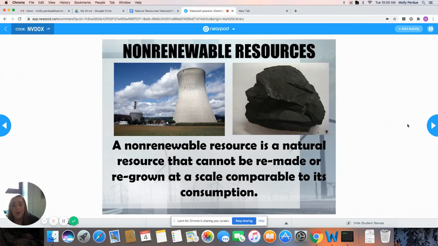Okay, so this definition is super important. You're going to have to put this into that class kick assignment. A non-renewable resource is a natural resource that cannot be remade or regrown at a scale comparable to its consumption. So again, we're going back to how quickly these resources are used versus the millions of years they take to produce.